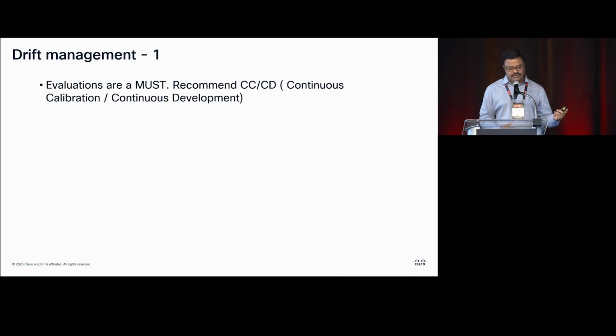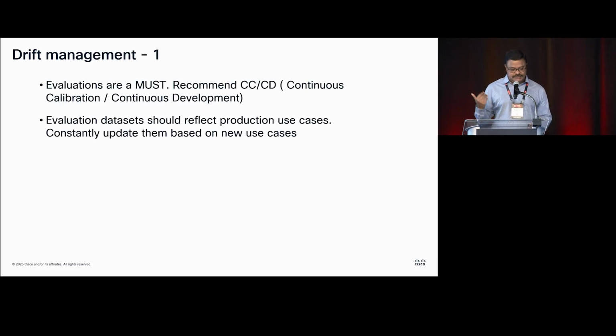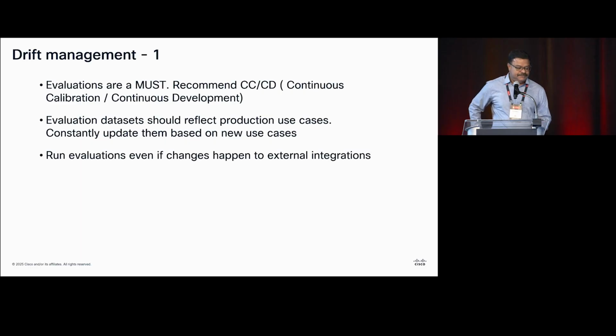We had another talk yesterday about continuous collaboration and continuous development, and it is very important to have continuous calibration, which is continuous evaluation. Every time something changes, you do a code change, you need to have calibration running in there. And evaluation data sets should match production data sets. Same thing happens here, no surprises.